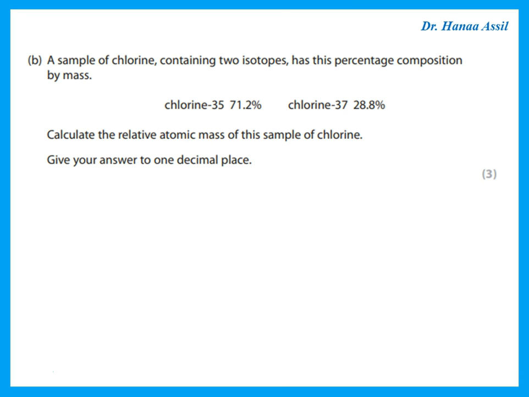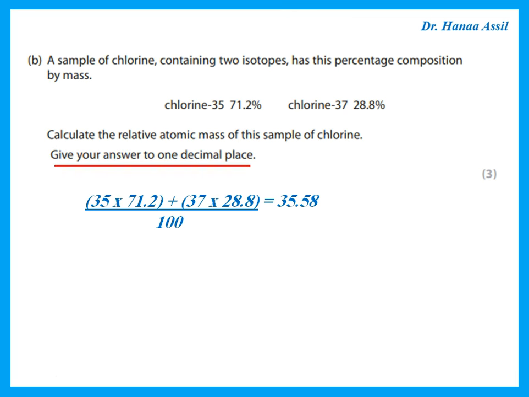Now calculate the overall relative atomic mass. Of course, how do we do that? It is the mass times percentage of the first one plus mass times percentage of the other one. This gives you 35.58. Again, please don't stop here. He's saying, give your answer to 1 decimal place. So if you don't write it as 35.6, you lose a mark.